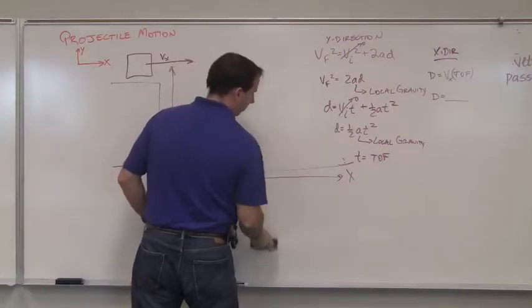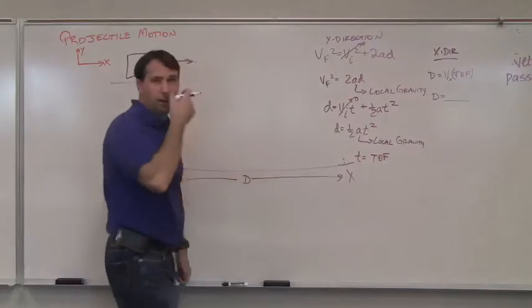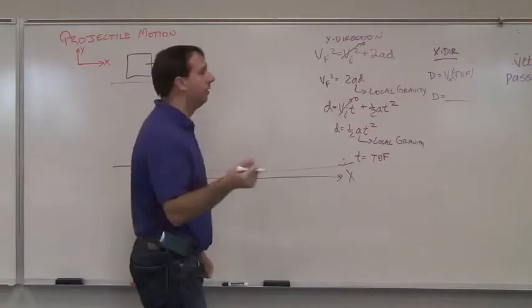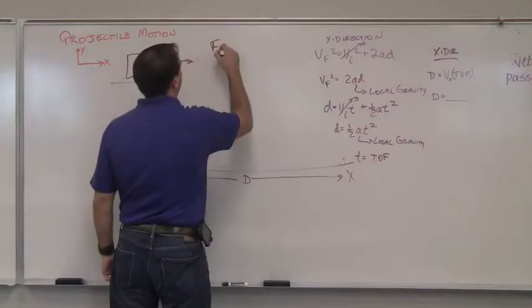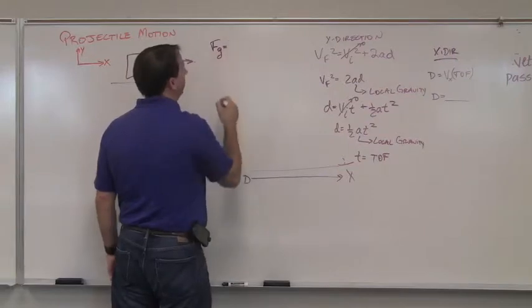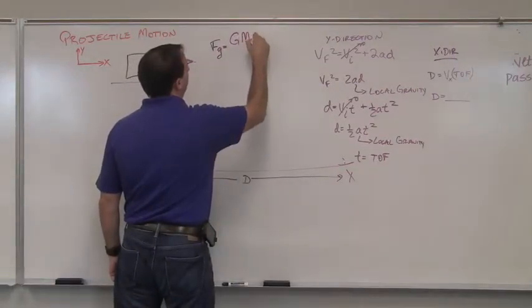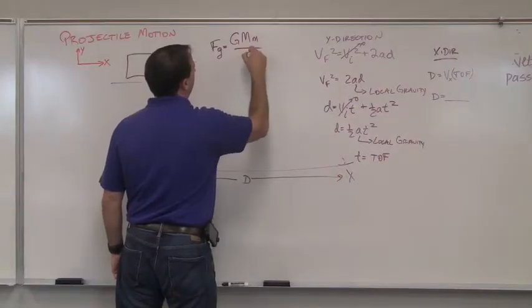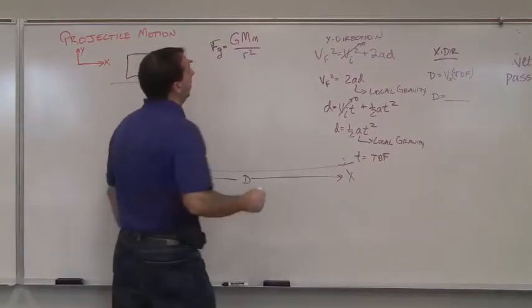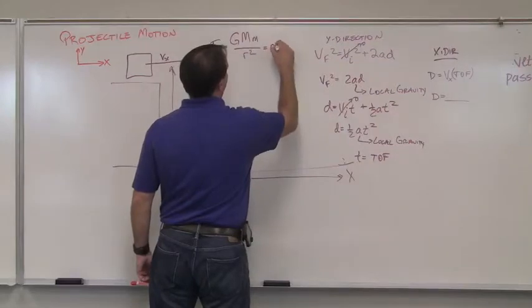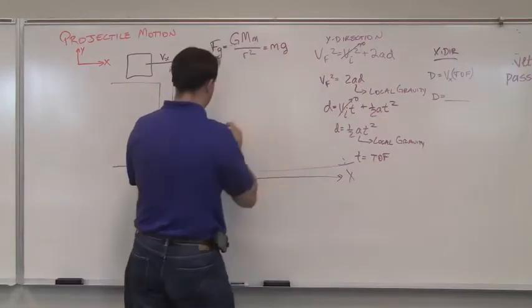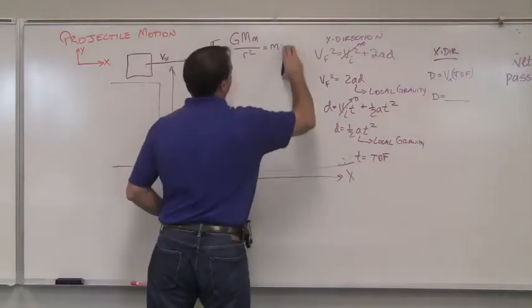Otherwise, let me just erase this real quick. We talked about in the orbital mechanics and the orbital velocity, Fg, the force of gravity, the Newton's gravity, is big G, big M, little m over r squared, right? Now, that still equals, because not mg, it equals ma.